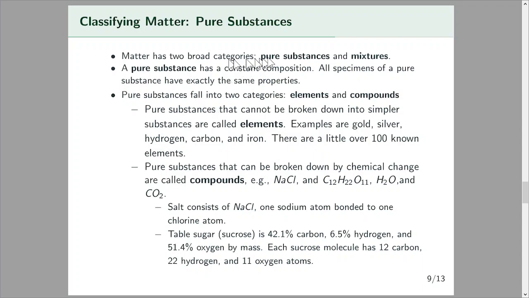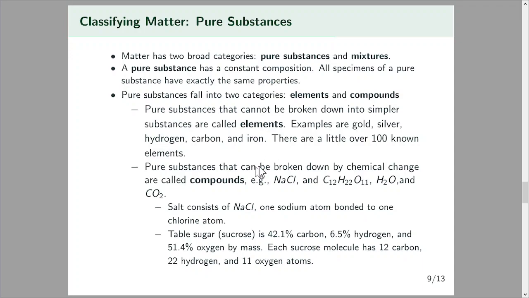So two broad categories are pure substances and mixtures. As we just talked about, pure substances fall into two categories: elements and compounds. Pure substances that cannot be broken down into simpler substances are called elements. You probably know these from the periodic table of elements. There are about 100 known elements. I think 90 of them are naturally occurring. The rest of them have really short lifetimes. Some don't last very long. You're familiar with many of them: hydrogen, helium, gold, silver, carbon, iron, cobalt, all kinds of different things.